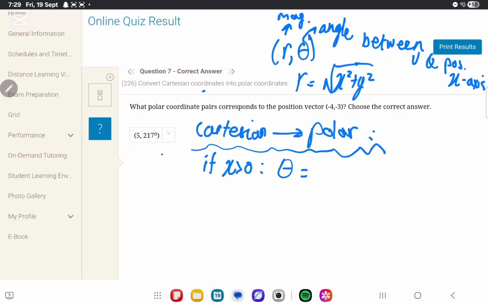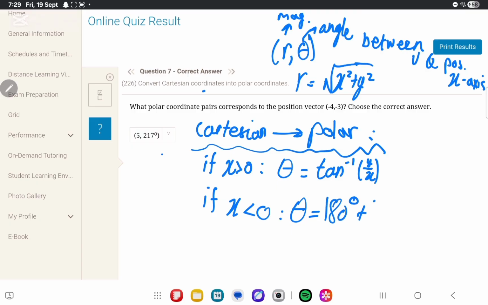Okay, this is important. If x is greater than 0, then theta is the inverse tangent of y over x. If x is less than 0, so x is negative, theta is going to equal 180 degrees plus the inverse tangent of y over x.